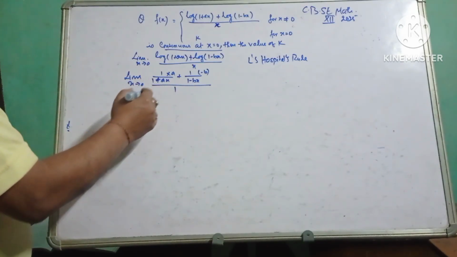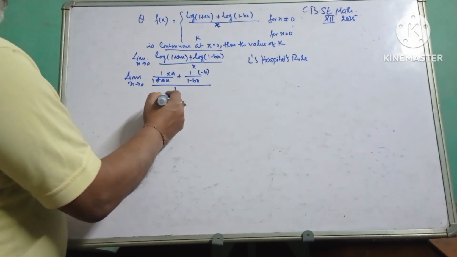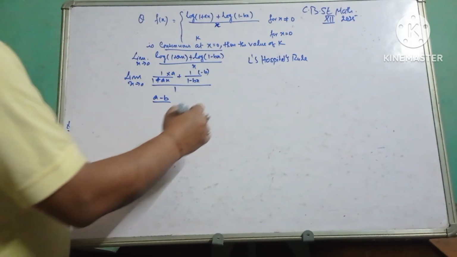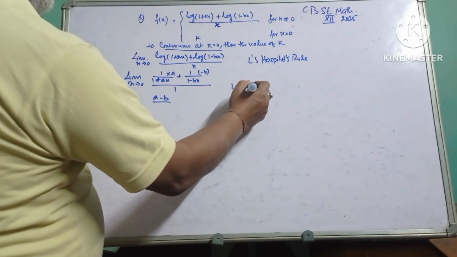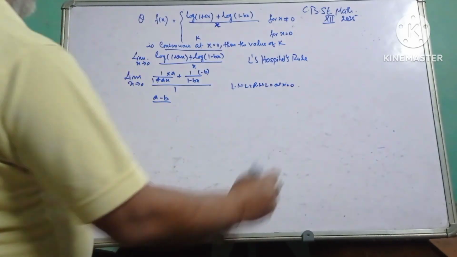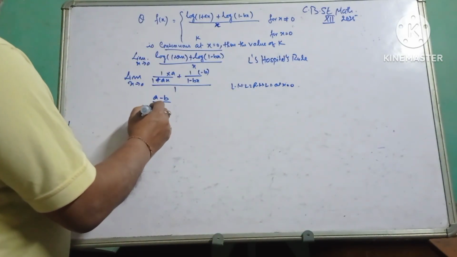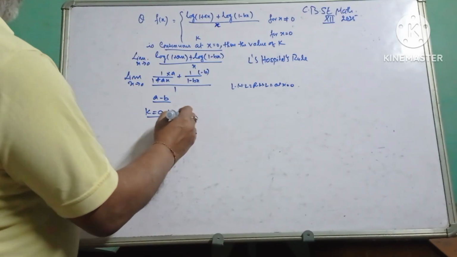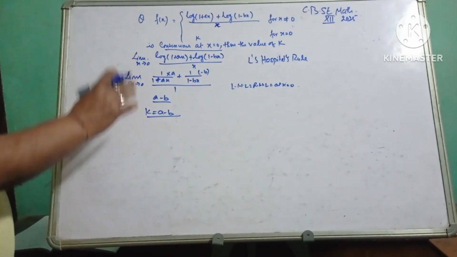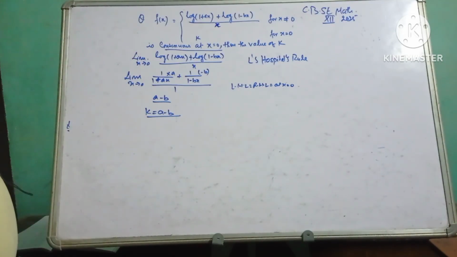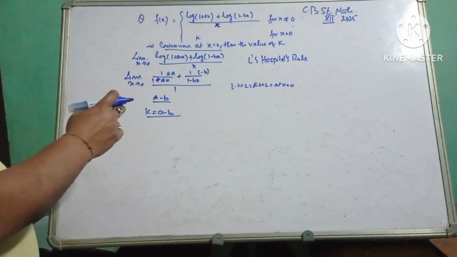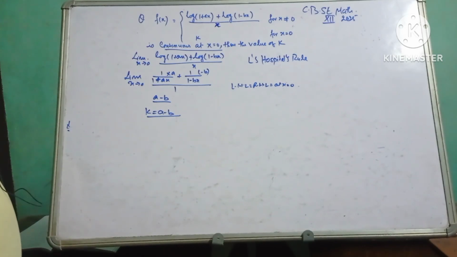Now if you take x equal to 0, the result will be a minus b. Because it is continuous at x equal to 0, this means that the left hand limit is equal to the right hand limit, and this is equal to the value at x equal to 0. So the value of k will be a minus b. See, I have taken the easiest method. I have used L'Hospital's rule, differentiating the numerator and the denominator, and removing the limit, you get a minus b. So this is your answer.